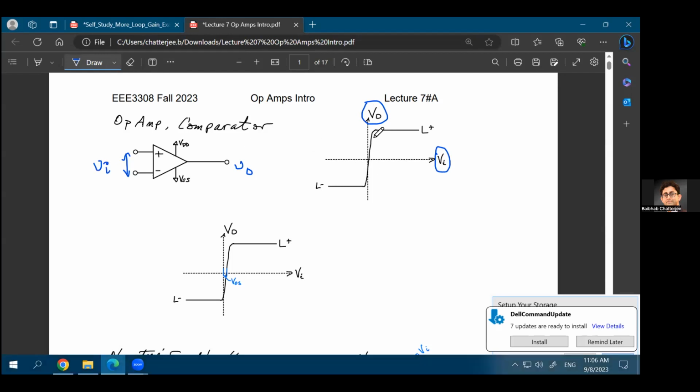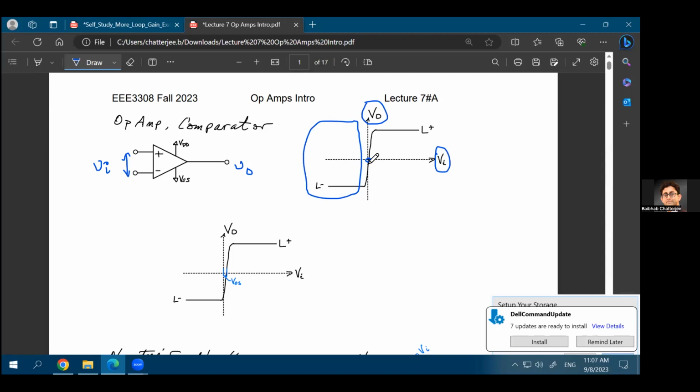The output of the op-amp will look something like this, as you have a very small input voltage, either on the positive side or the negative side. What does a negative input voltage mean? It just means that the AC voltage at your negative terminal is larger than the AC voltage at your positive terminal. That's what having a negative VI means. So that's what the left-hand side of this curve means.